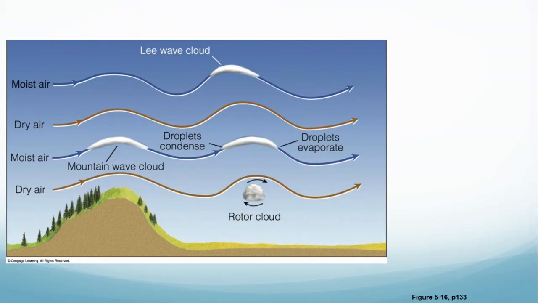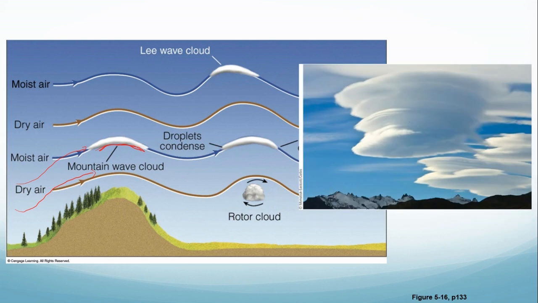Here's another cool effect that can happen with topography. As the unsaturated air rises, it cools at the dry adiabatic lapse rate, and occasionally that air as it rises will actually condense and form a mountain wave cloud, also called a lenticular cloud. Here's a good example of a lenticular cloud that you might see due to the topography pushing air upwards, causing this region of condensation just on top of the mountain ridge.